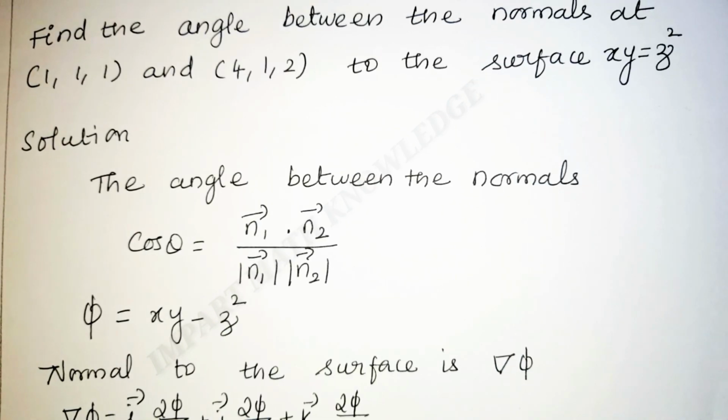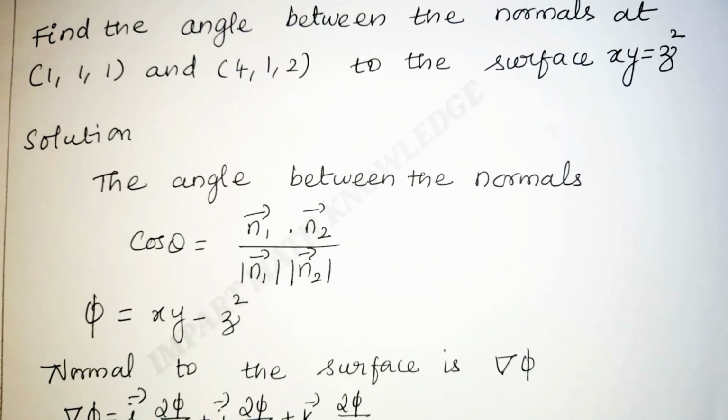In the previous problem, two surfaces and one point were given. Here, one surface and 2 points are given. The formula for angle between the normals is cos theta is equal to n1 vector dot n2 vector divided by modulus of n1 vector modulus of n2 vector. The given surface is xy is equal to z square. Therefore, pi is equal to xy minus z square. The normal to the surface is del pi.